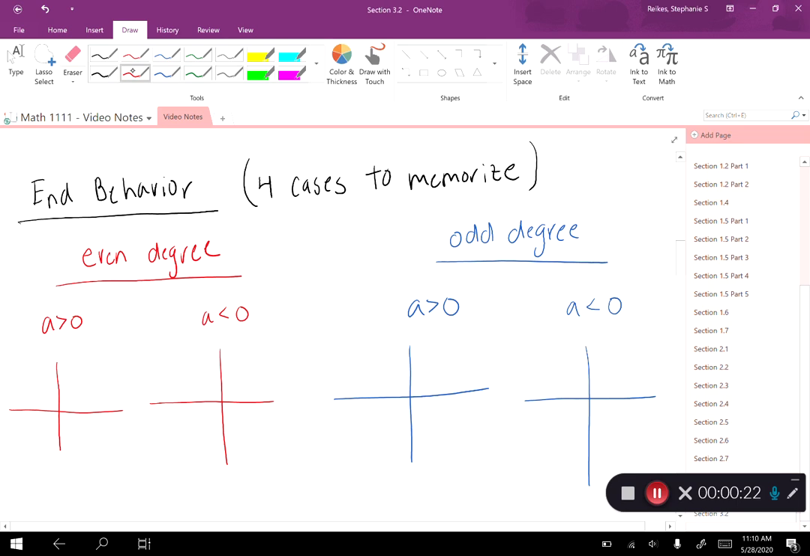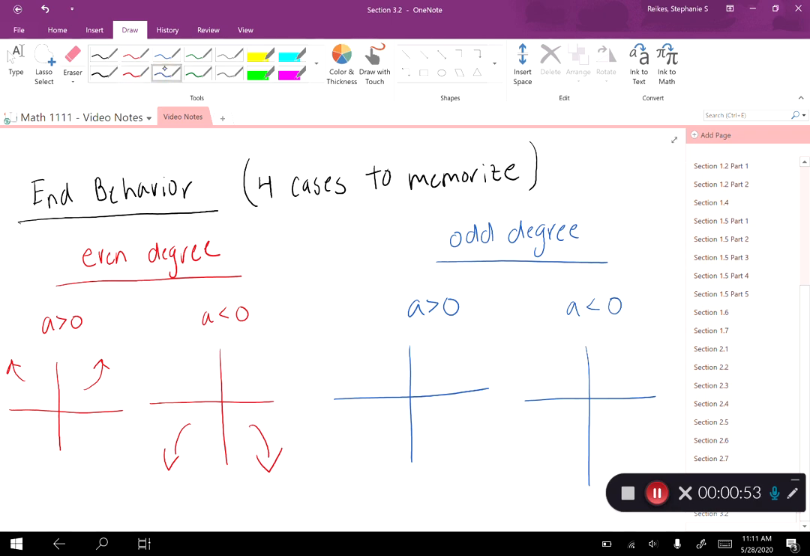Let's begin with a polynomial that has a degree that is even. If the leading coefficient is greater than 0 or positive, the end behavior arrows are going to be what I like to call up, up. If the polynomial is even, but the leading coefficient is less than 0 or negative, it means the end behavior arrows are going to go down, down.